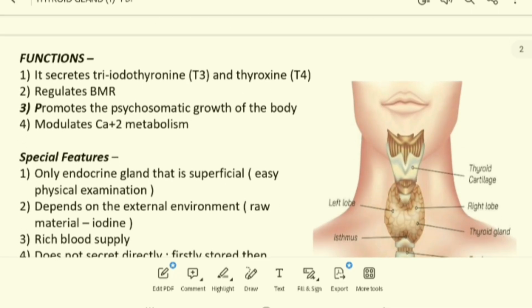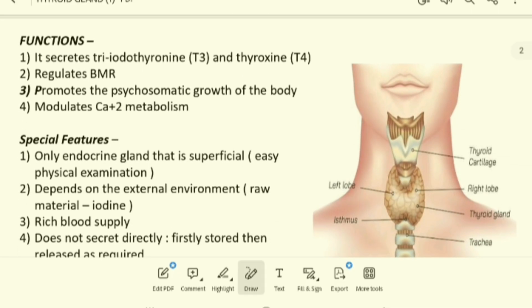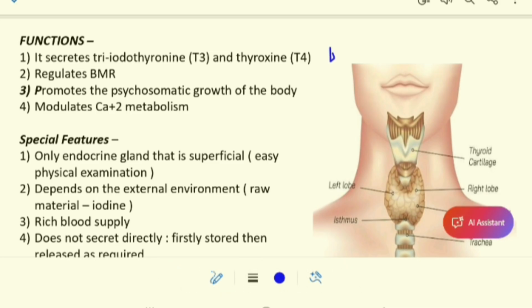Firstly, coming up with the functions, it secretes triiodothyronine and thyroxine, T3 and T4. It regulates BMR. It provides the psychosomatic growth of the body, and it modulates calcium metabolism.